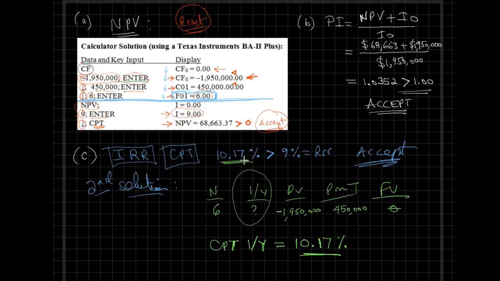So regardless of employing the methodology of NPV, profitability index, or IRR, internal rate of return, the answer does not change and the project needs to be accepted. So that solves the problem, and we are done with this lecture.